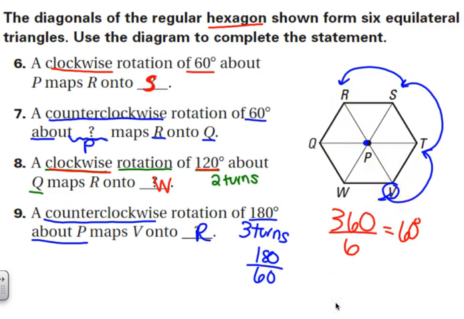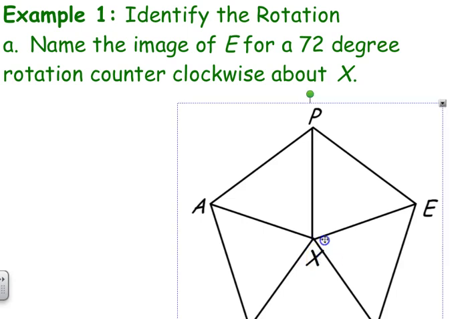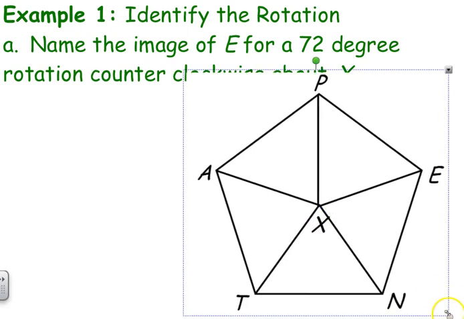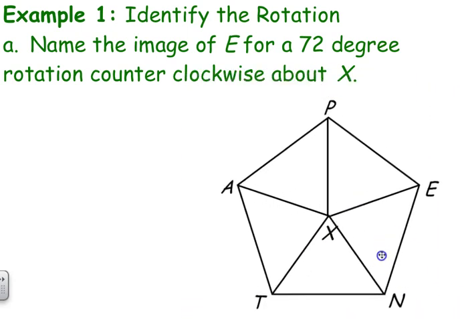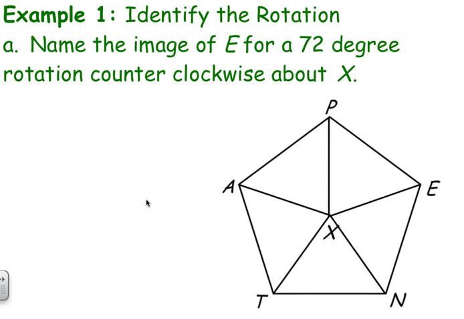All right, so let me know if you have any questions on those. Otherwise, we're going to get some more practice. All right, so why don't you guys try this one on your own? So name the image of E for a 72-degree rotation counterclockwise about X. So press pause and tell me where E would go.